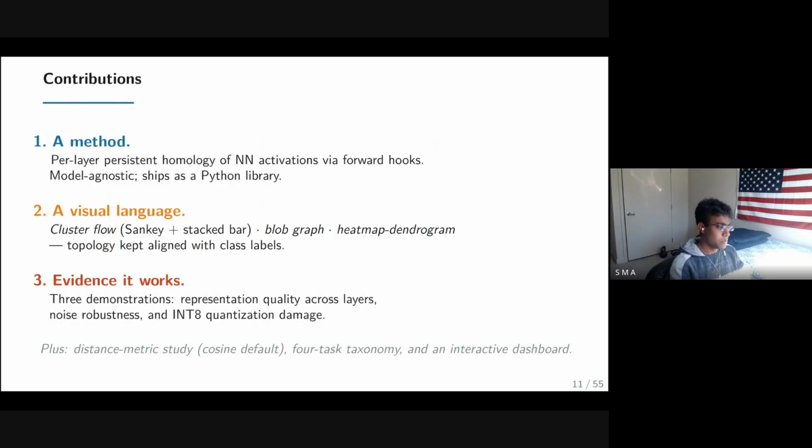So the main contributions of the paper were the main method, which is using persistent homology to look at neural network activations. We also provided additional visualizations, and we have three demonstrations which support our hypothesis.